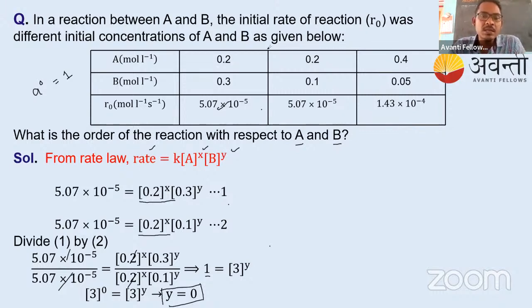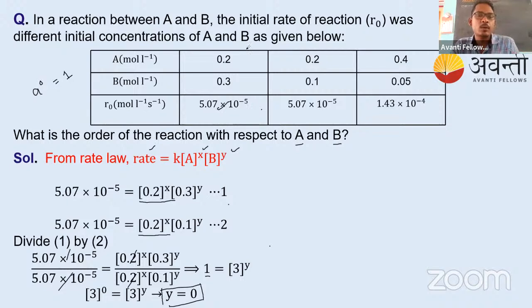Everyone understood this? How we got the value of y? Any doubt? Just let me know. Simple, what we did: we wrote the rate law, and in the rate law we put the given data. When we looked at these, we found these two are the same, so if we divide them, they cancel out, and we have a relation for y. So we can easily find y, and from here I get the value of y equal to 0.